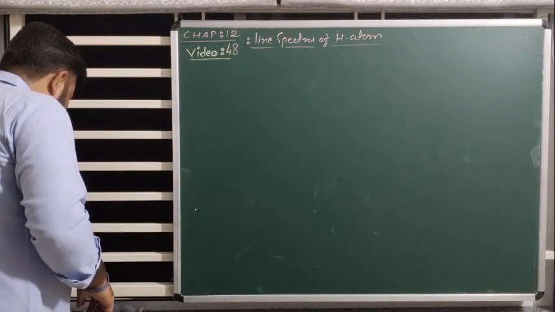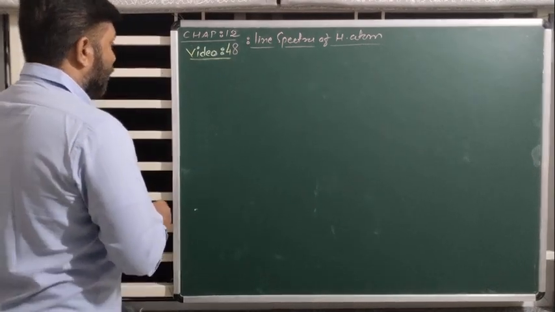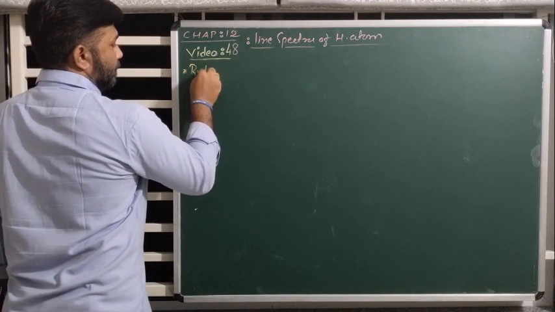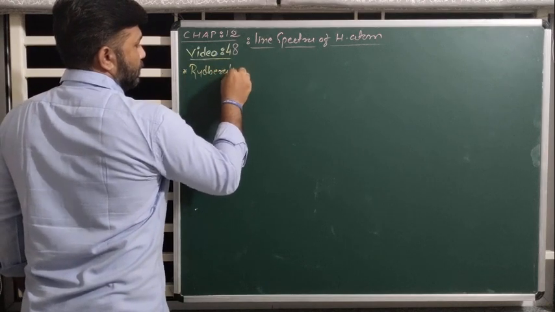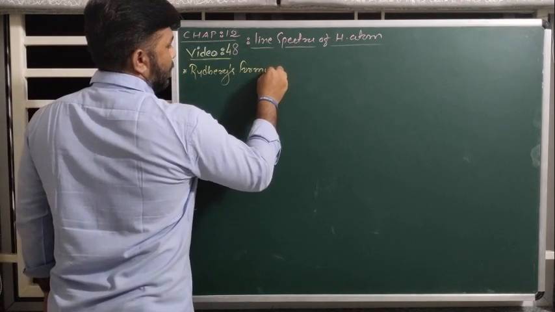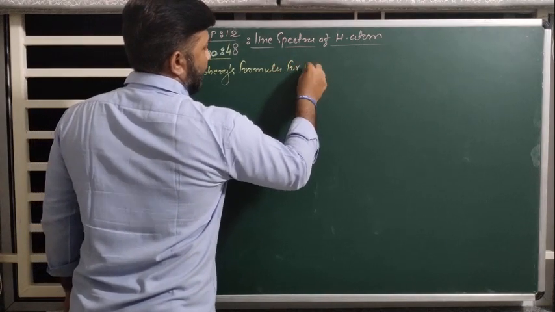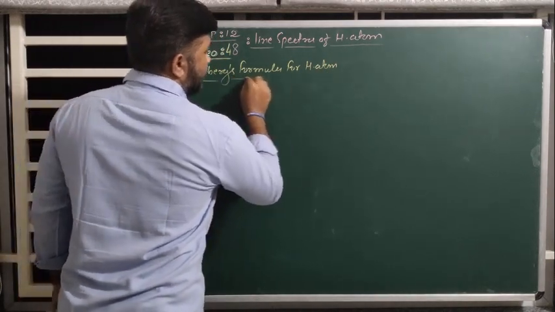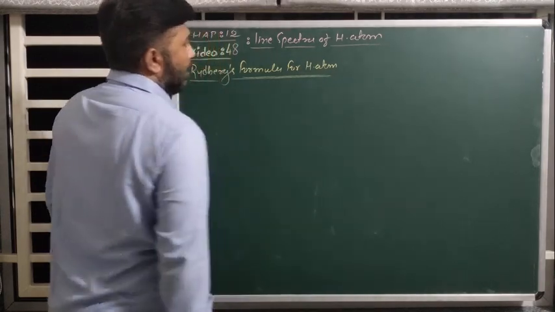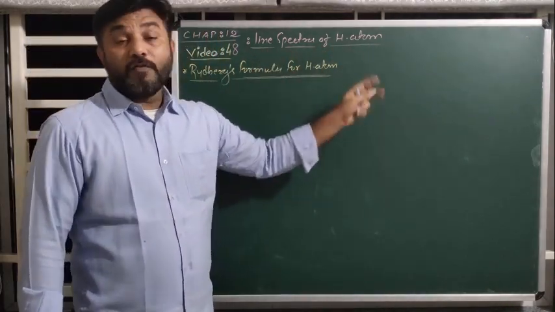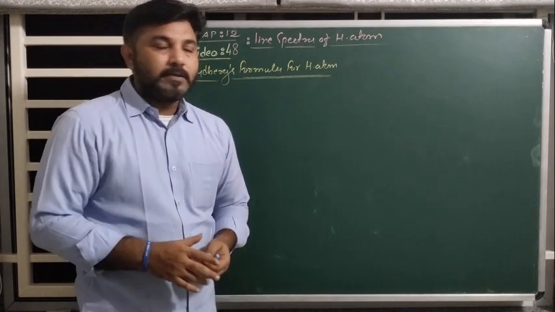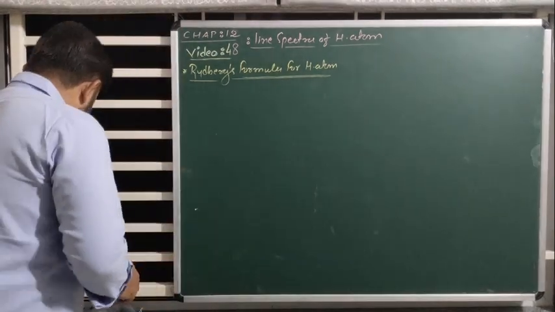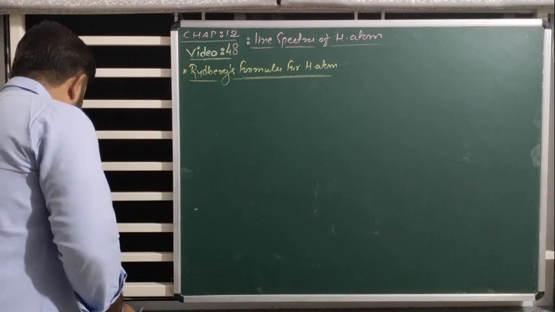The question will be like this: obtain Rydberg's formula for which atom? Hydrogen atom. And by using this Rydberg's formula, we will go on to the line spectra of hydrogen atom. But individually, this question can be asked as a 2-mark question. Let us see from where we have to start and what we have to write.